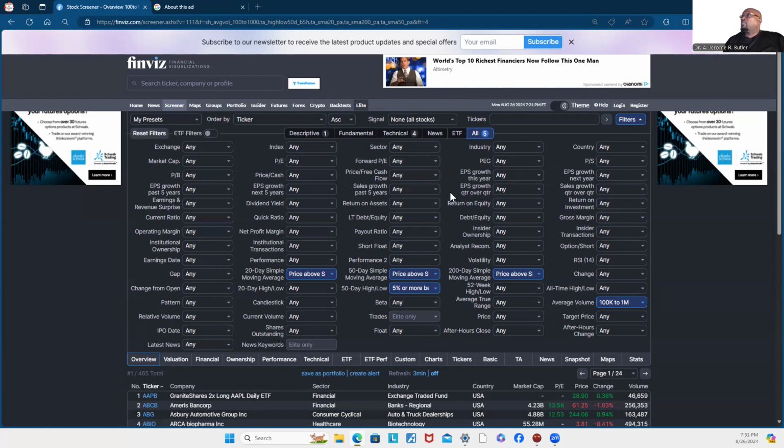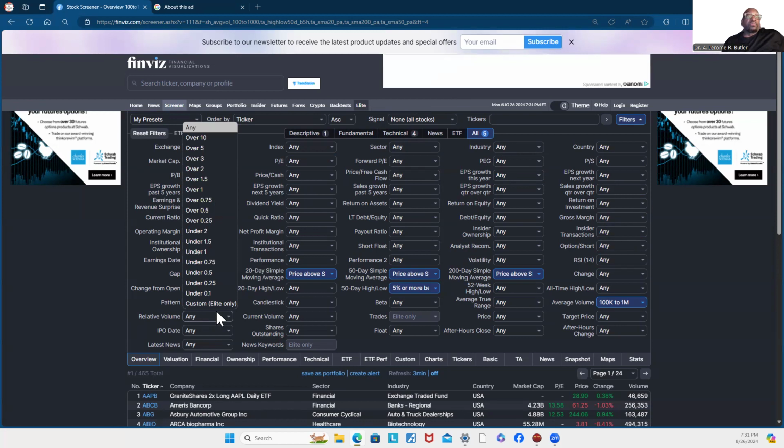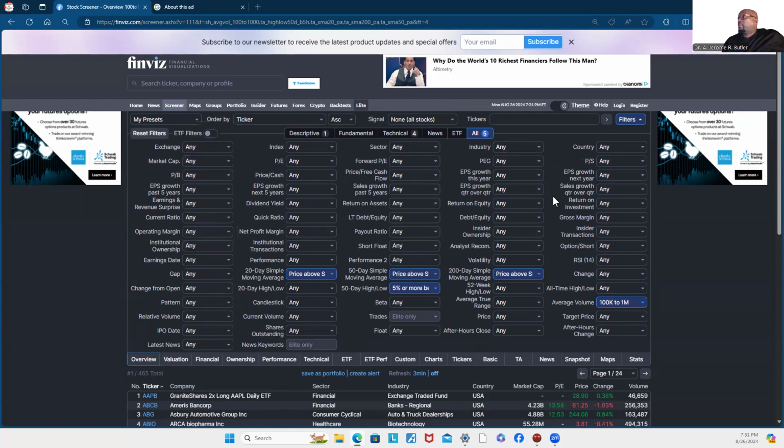I may have to switch over to the technical on that. I can't see it. Return on equity. And I apologize to you guys for not having this down pat. Relative volume. No, not looking at relative volume. Look at ROI. ROE rather. Return on equity.